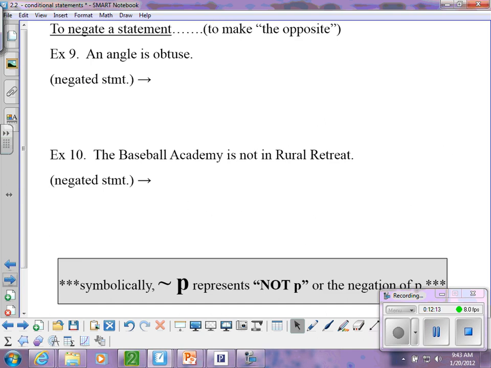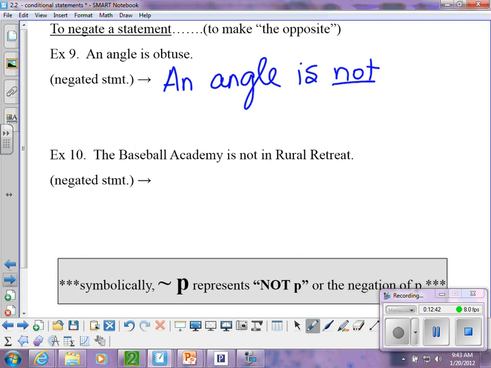Okay, now we're going to negate these. We're going to make it the opposite. All right, so let's negate an angle is obtuse. First of all, is that a conditional statement? No. It's just a regular sentence, isn't it? But you can still negate a regular sentence. We're doing this first so that you'll know how to negate a conditional. So what would be the negated statement? An angle is not obtuse. Did I negate it? Yes, I did, didn't I? An angle is not obtuse.